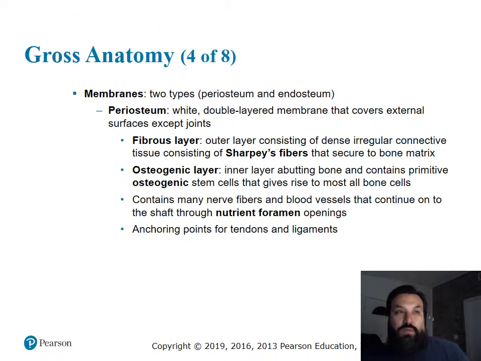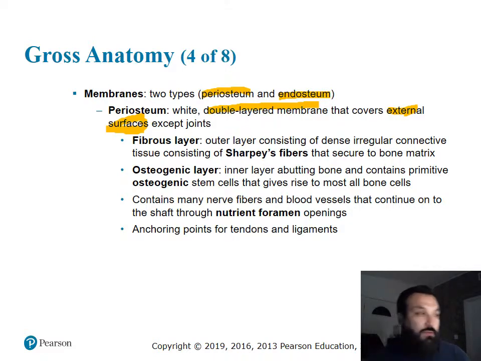Okay, so we talk about membranes. We've talked about the diaphysis and the epiphysis, but then we talk about membranes, right? The two types of membranes that you have in a long bone are what we call the periosteum and the endosteum. The periosteum is a double-layered membrane, okay? And it covers the external surface, all external surfaces except for joints, right?